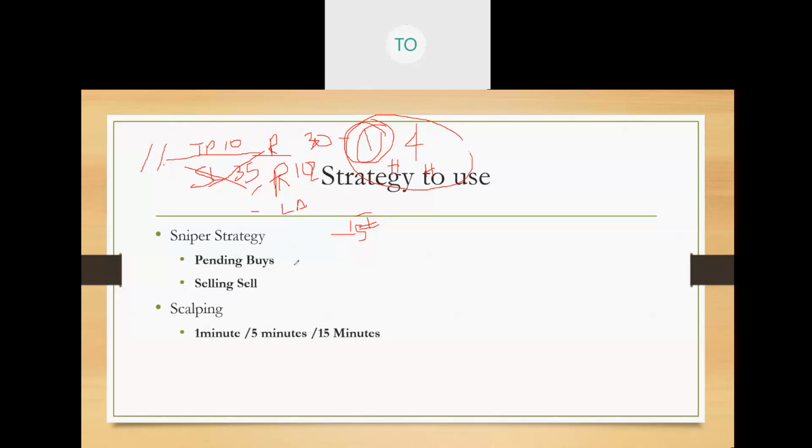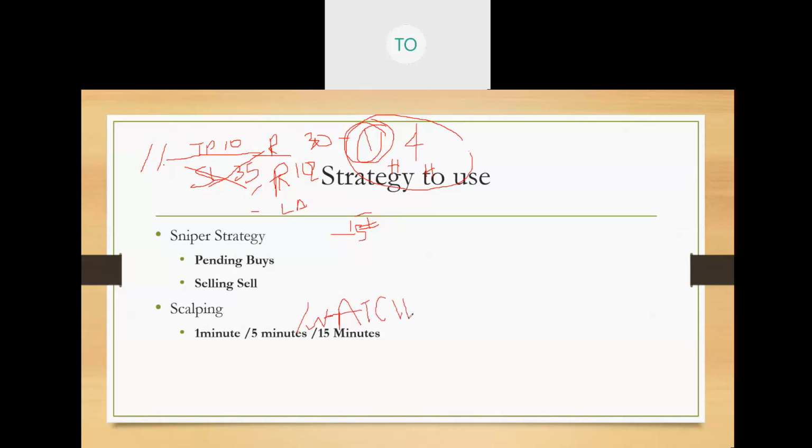But for the scalping of less minutes, 1 and 5, I still propose 35, as long as you can sit and watch your trades. Okay? You do what is called trade management.